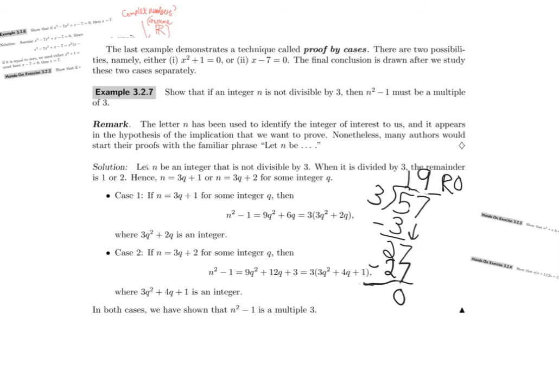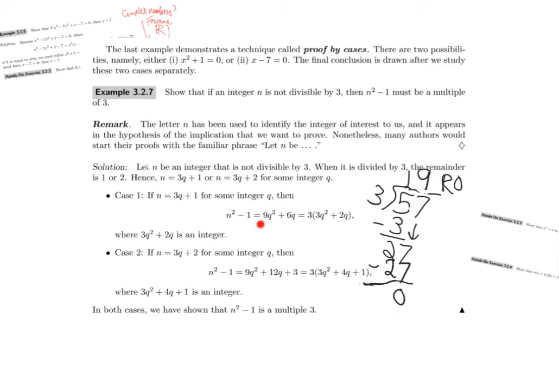So let's go back to what the proof is saying. Again, it said when it is divided by 3, in other words, we're talking about n. So when n is divided by 3, the remainder is 1 or 2. Hence, n is of the form 3q plus 1 or 3q plus 2 for some integer q. That gives us 2 possibilities to explore, which is why this is an example of proof by cases. So I have case 1. If n is 3q plus 1 for some integer q, then what does n squared minus 1 look like?